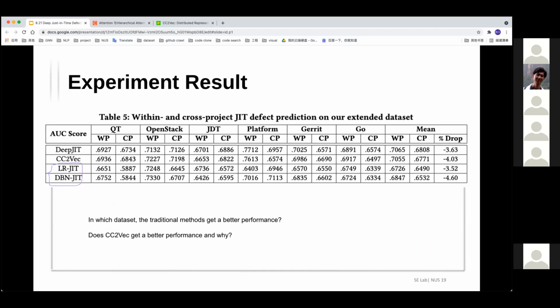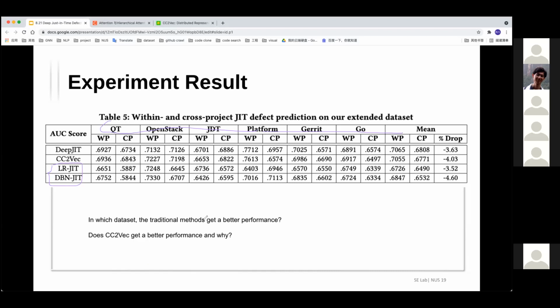Anyone volunteer? Any volunteer there? If no volunteer, you can call on the audience. Okay, maybe Ruofan. Which data set? OpenStack. The Qt, OpenStack and the JDT platform, these are the data sets. In which data set can you see that the traditional method even has better performance than the neural network?